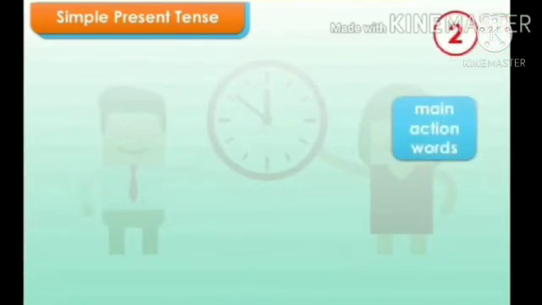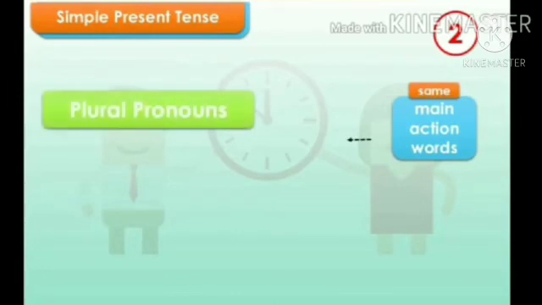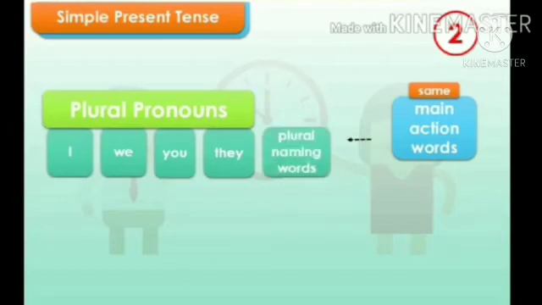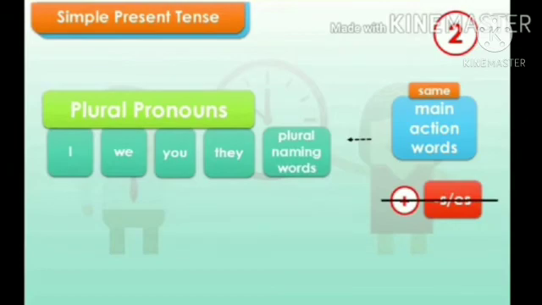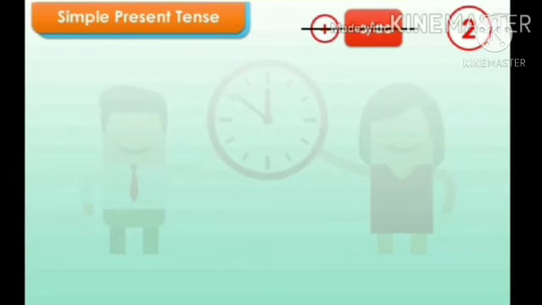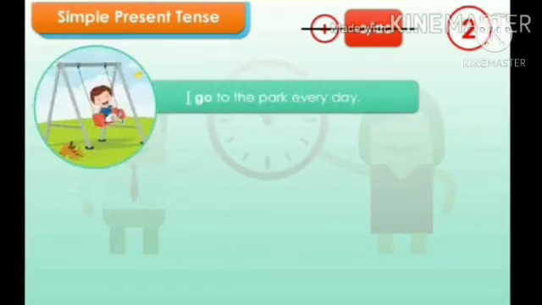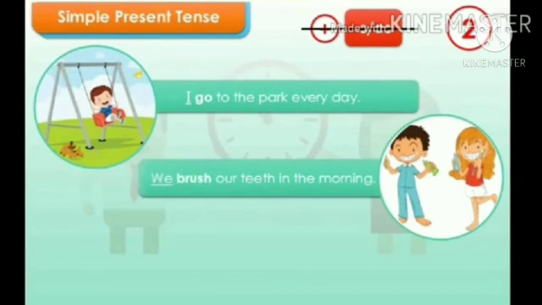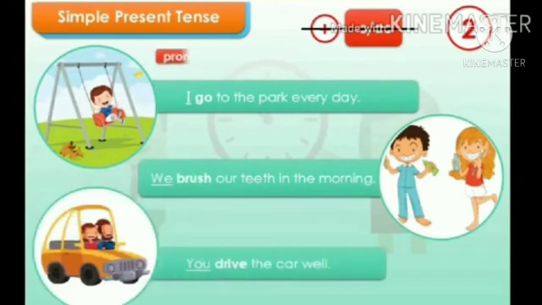Second one, the action words remain as they are without changing if they come after the pronouns I, we, you and they or the plural naming word. This means do not add s or es to the action words that come after I, we, you, they or the plural naming words. Now I go to the park every day. We brush our teeth in the morning. You drive the car well.